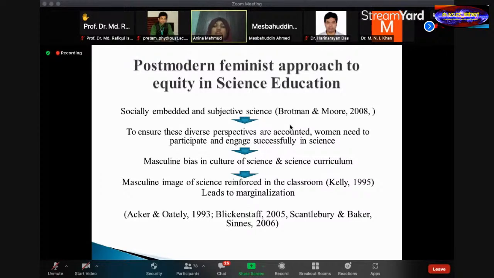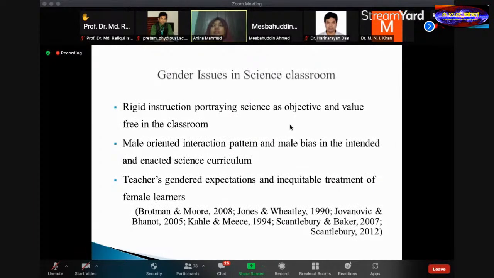Another thing is if the interaction process in the classroom is male oriented, where the boys get all the attention or dominate all the interactions, it also creates a position where girls may feel excluded from the classroom interaction and from science, and they will not participate in science classes.